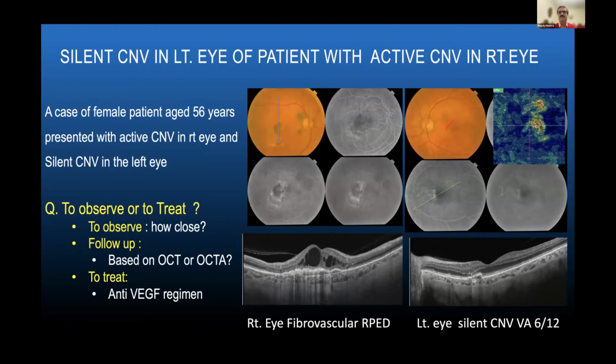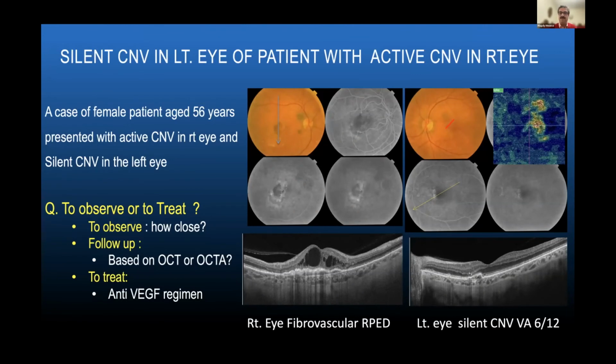So I asked myself, should I observe? Should I treat? At that time, I thought if I treated this patient early, I would prevent the progression of CNV. We didn't have much data about that. We only knew that there's something called silent CNV. So I asked myself, how closely should I observe if I'm not going to treat? And how can I follow her up? Because she has no symptoms, she has no fluid on OCT. Shall I follow up by OCTA? And should I treat by anti-VEGF?